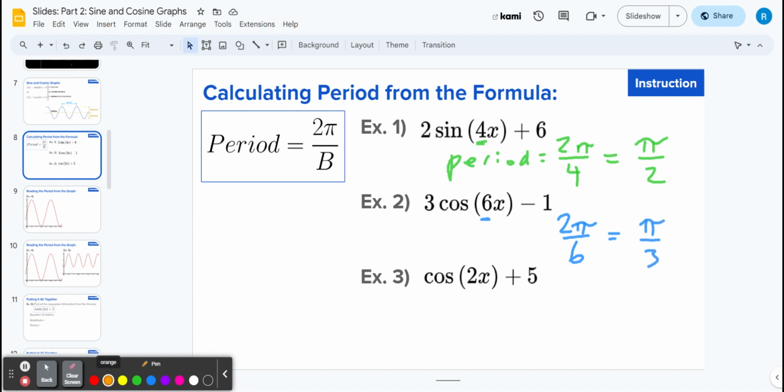And last one here, our b coefficient is equal to 2, so our period is equal to 2 pi over 2. And if we just simplify that down, we're left over with pi over 1, or a little more simply, just pi.